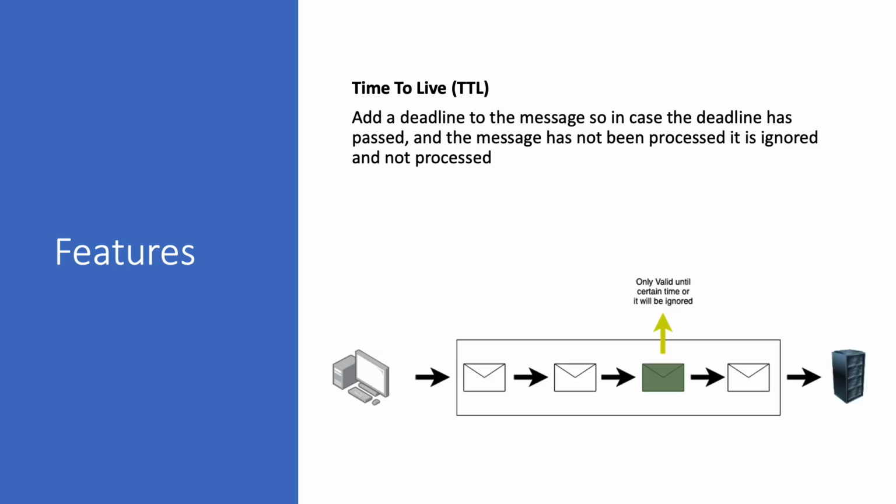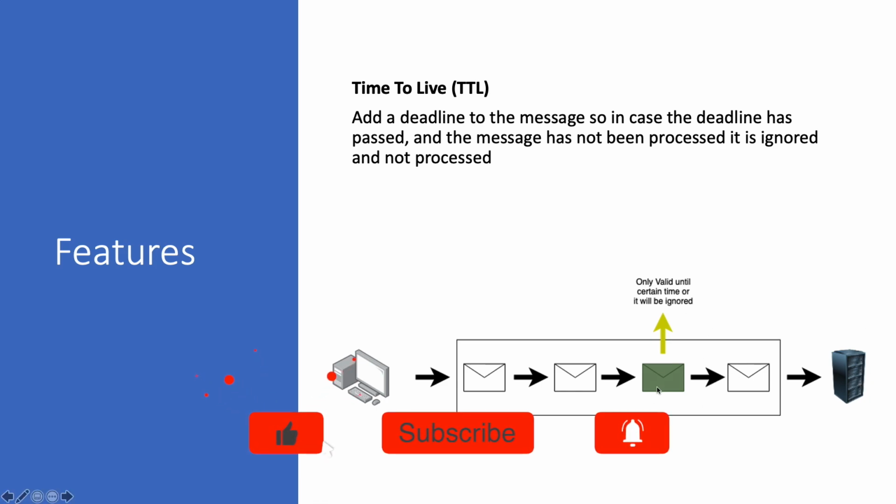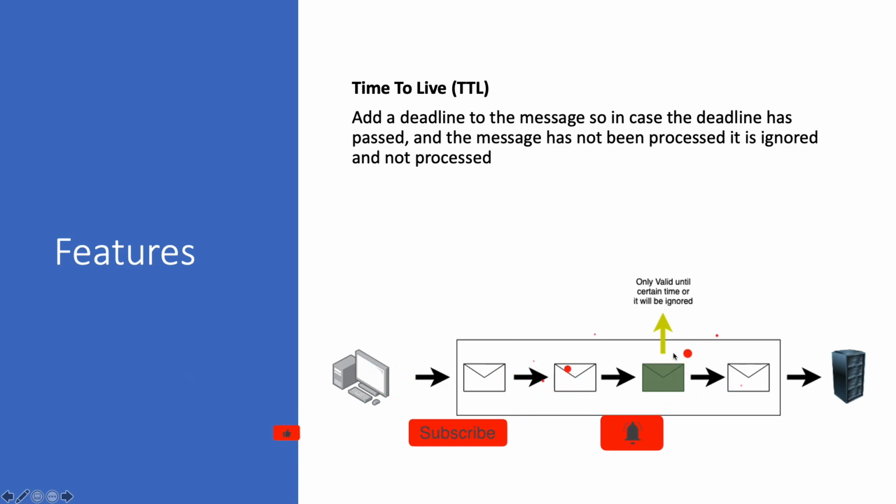What is time to live? If we add a certain deadline to a message, let's say we add that you have 6 hours to be processed, and you don't get processed within the next 6 hours, you will be ignored and go to the dead letter queue. So if those 6 hours have passed, the service will say, okay, you have been published for more than 6 hours and you only have time to live for 6 hours, so I'm not going to process you, and you're going to go to the dead letter queue.